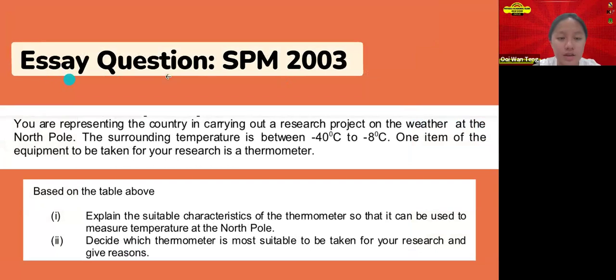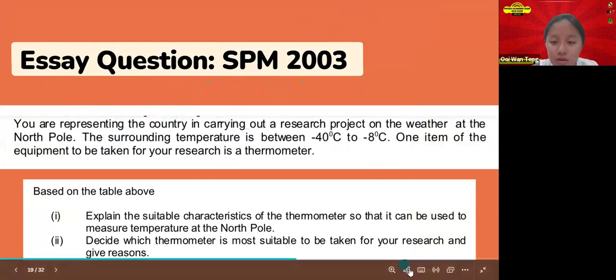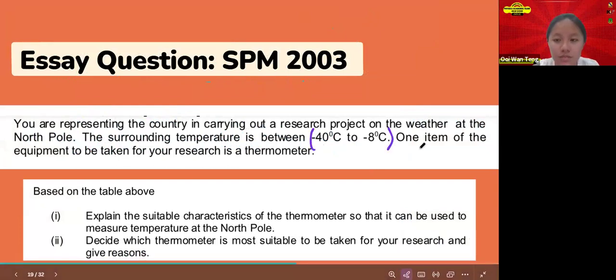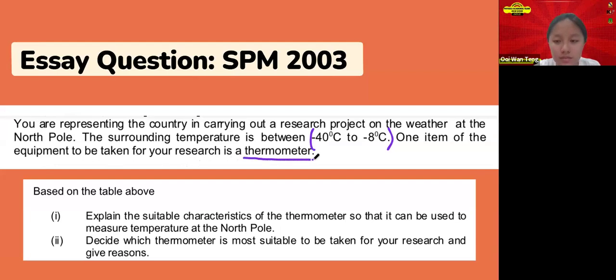Now, let's move to the essay question, and it is from SPM year 2003. The question is, you are representing the country in carrying out a research project on the weather at the North Pole. So you know that the North Pole is really extremely cold, and the surrounding temperature is between negative 40 degrees Celsius and negative 8 degrees Celsius. One item of the equipment to be taken for your research is a thermometer.